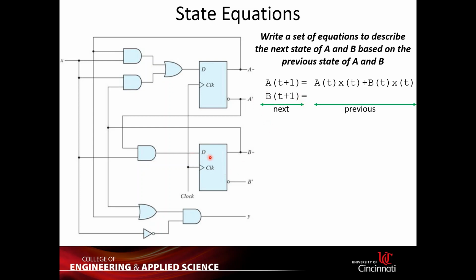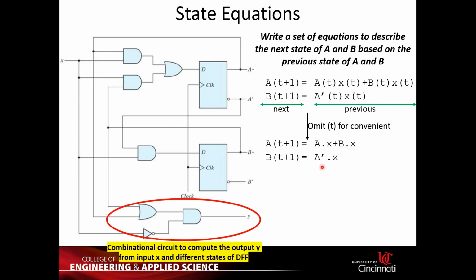Now we go to B(t+1). B(t+1) is simpler. Of course, you have the A' right here. The first input of the AND gate is A', and the second input is X. So the equation will be A'X. And the reason I skip the t's when I talk about this is that you can omit the t for convenience. Mathematically you can put the t here, but since you all know the previous state will be like A(t), X(t), you can omit the t.